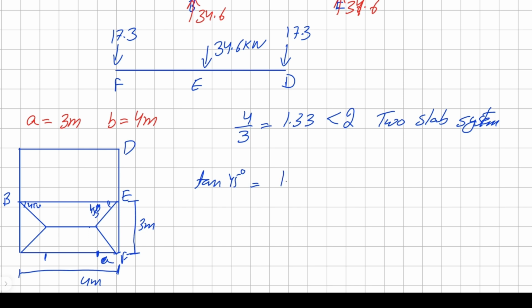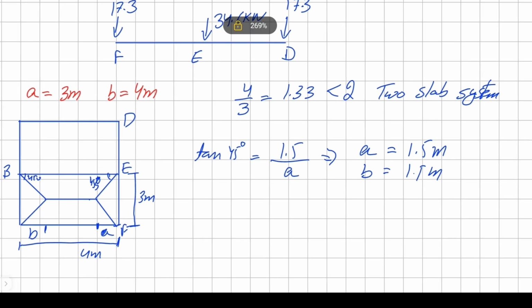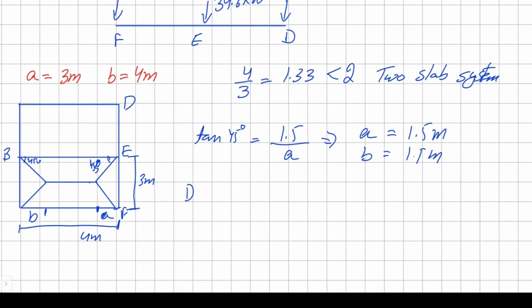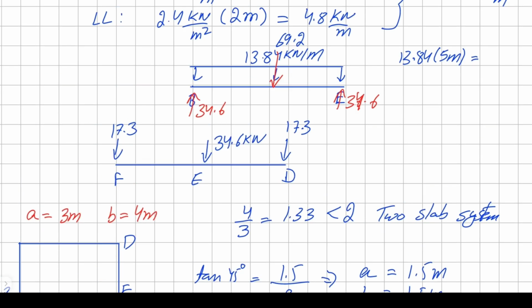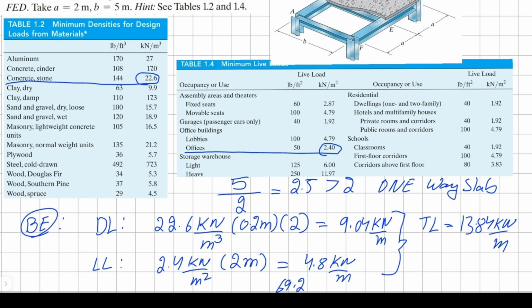So therefore it will be 1.5 divided by A. Solving for A, we get 1.5 meter as our length for our A. And we know, because this is a symmetrical structure, our value for B will also be 1.5 meters. Okay, now let's find our dead load, which is pretty similar to what we did in the first example.